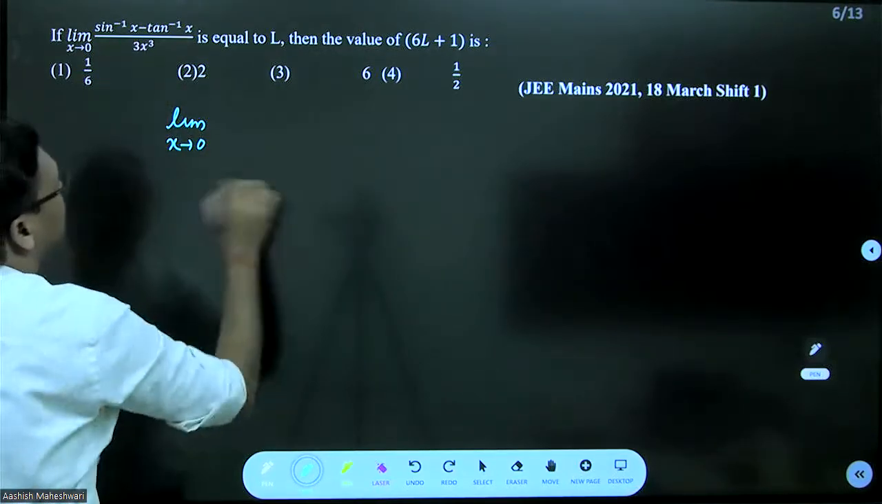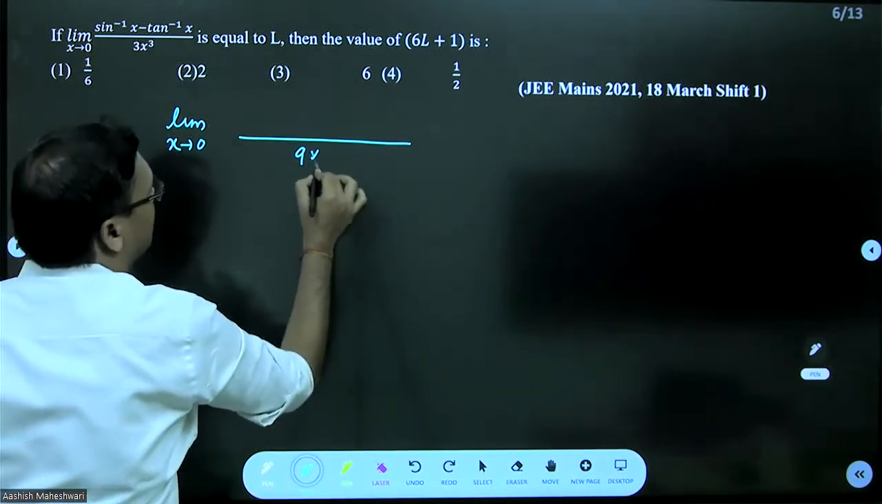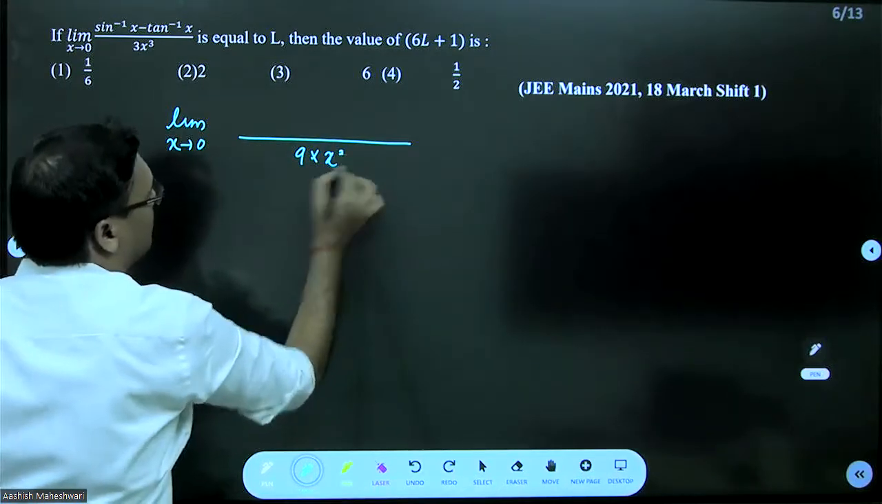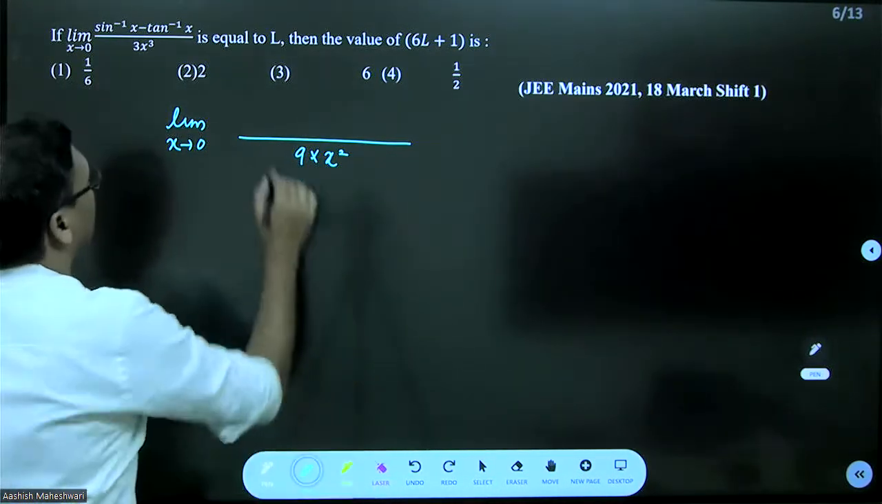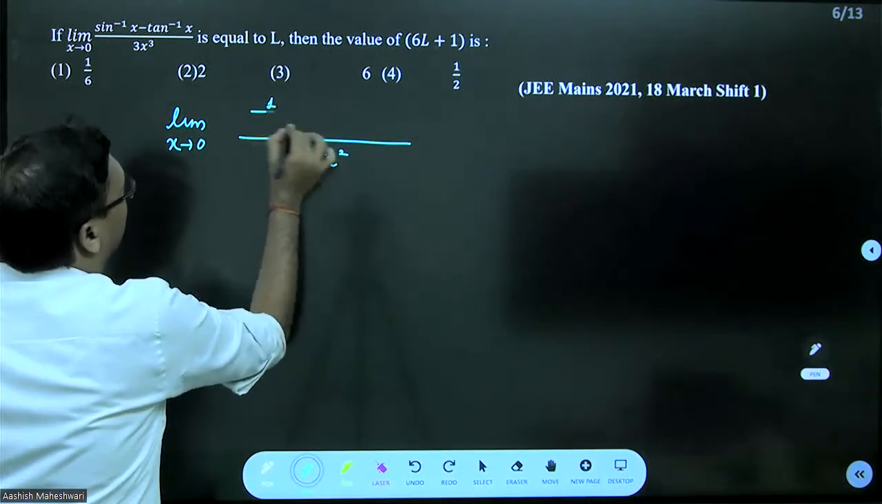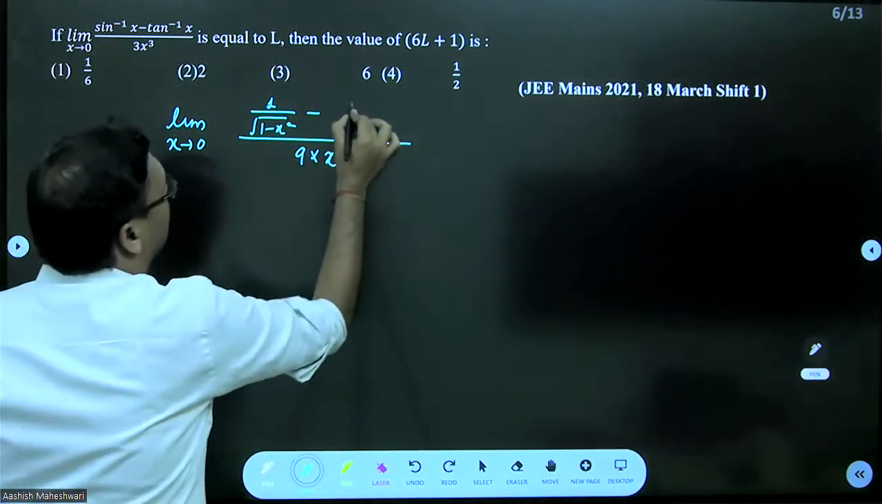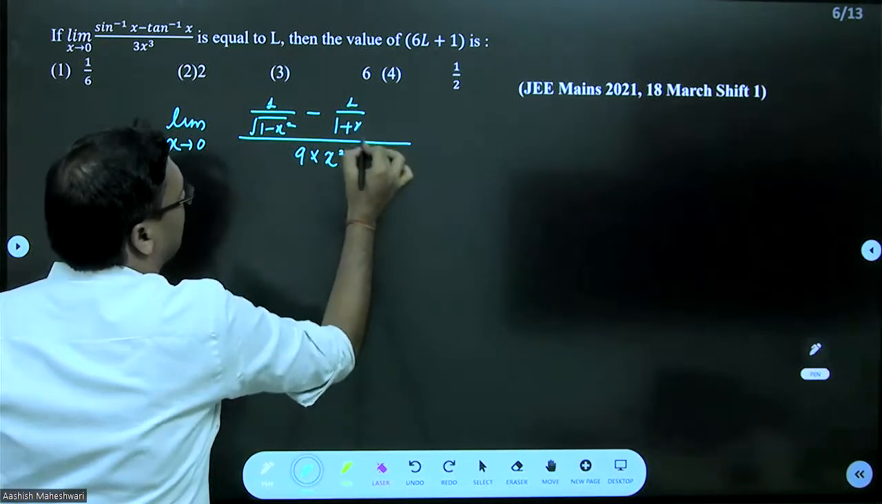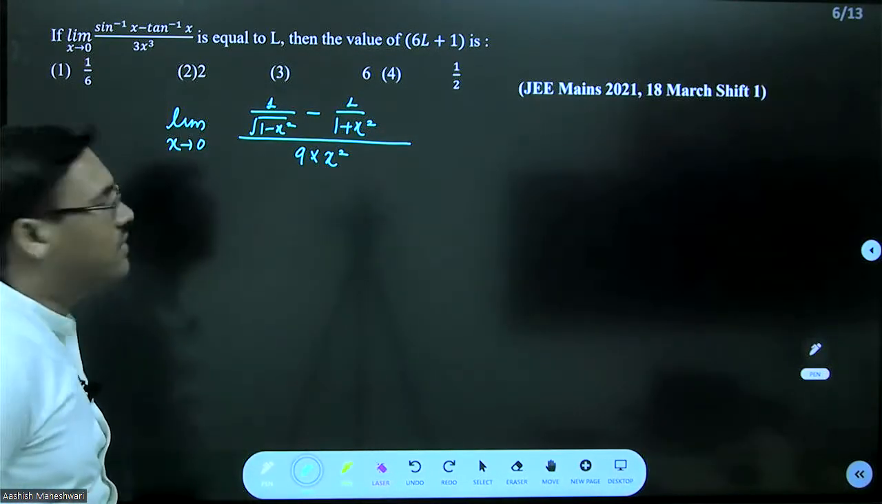So what is the derivative? You can see here, what is the derivative of this denominator? 3 times 3 is 9x square, correct? This is 9x square. And now see, what is the derivative of sin inverse x? This is 1 upon under root of 1 minus x square, and this is 1 upon 1 plus x square, the derivative of tan inverse x.